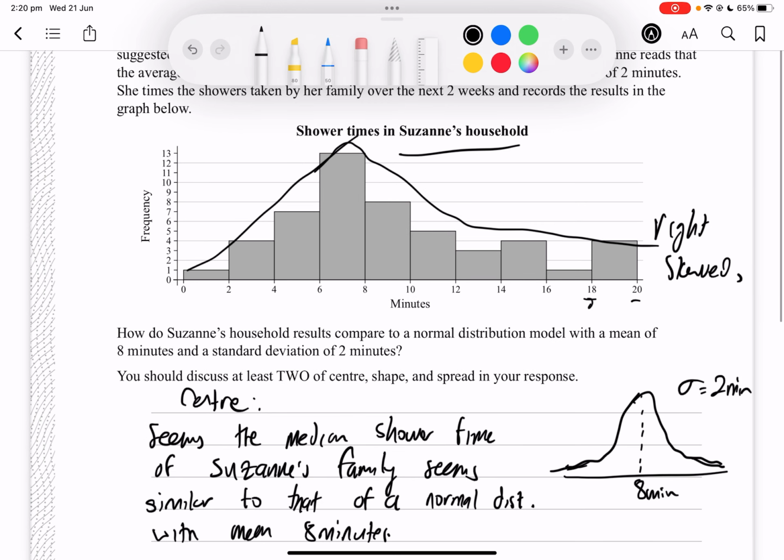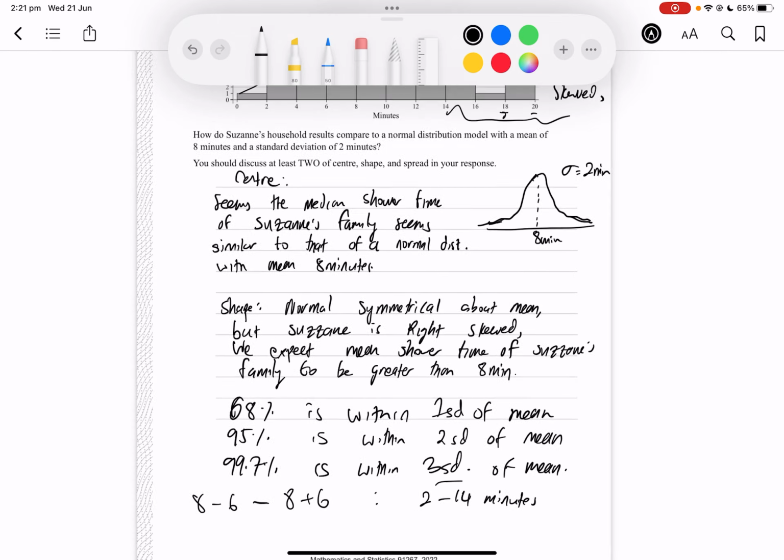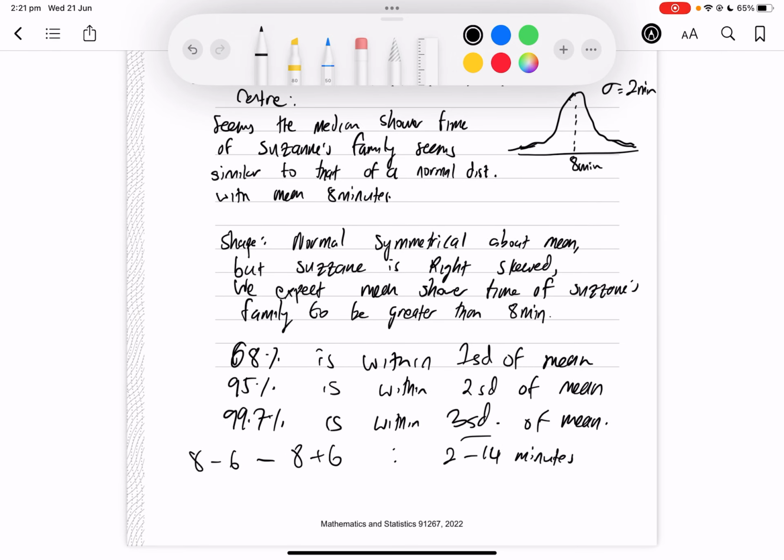But if we look at the distribution here, we see there's actually a pretty significant number of days that they're showering for more than 14 minutes. So we would say that this is probably not representative of the normal distribution of 8 minutes with standard deviation of 2, but rather Suzanne's family probably has a higher spread of times, suggesting that the standard deviation of Suzanne's household shower times is actually larger than the 2 minutes for the normal. So for the spread, I think we get the idea here.